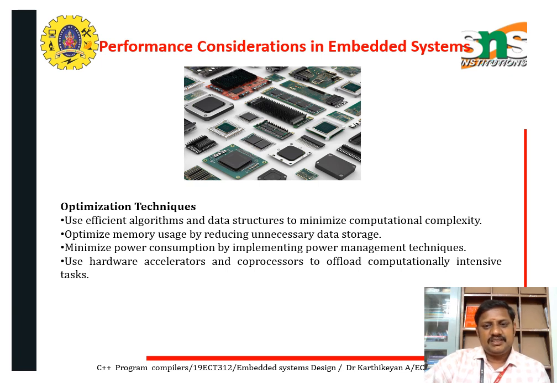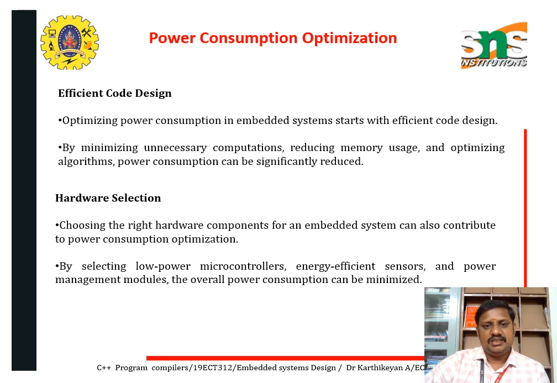The performance considerations in the embedded system are mainly optimization techniques: use efficient algorithms to minimize the computational complexity, optimize the memory usage by reducing unnecessary data storage, minimize the power consumption by implementing power management techniques, and use hardware accelerators and other parameters to speed up the tasks. For power consumption optimization, we use efficient code design and hardware selection, because based on the efficiency of the code it will execute, and design is a very important parameter, and minimize unnecessary computations and reduce memory usage.